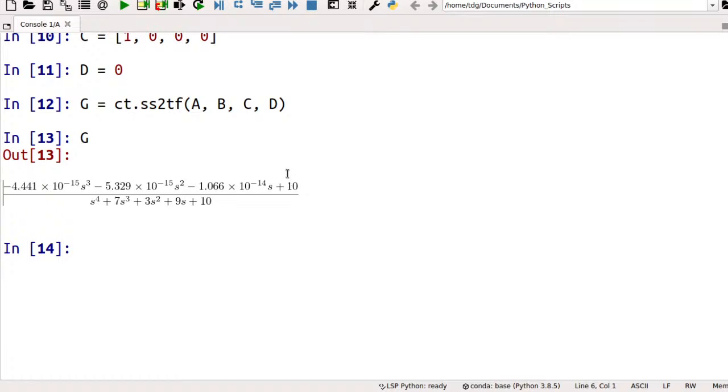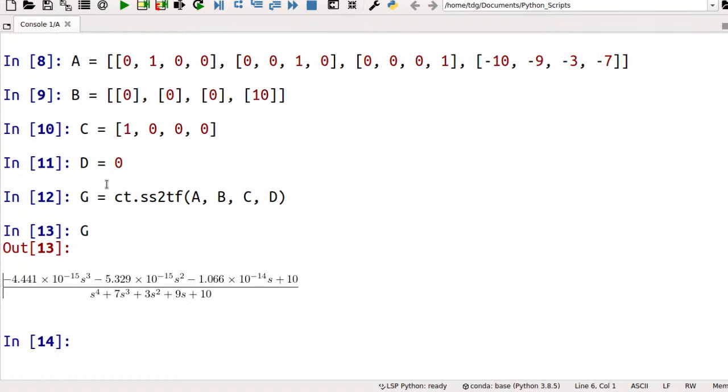So essentially, this transfer function is nothing but 10 divided by this denominator, because everything else here is due to round off errors in calculation. Those terms are just there because of that. So this is just 10 divided by s to the power 4 plus 7 s cube plus 3 s square plus 9 s plus 10. So this is exactly the transfer function, because the transfer function is unique.